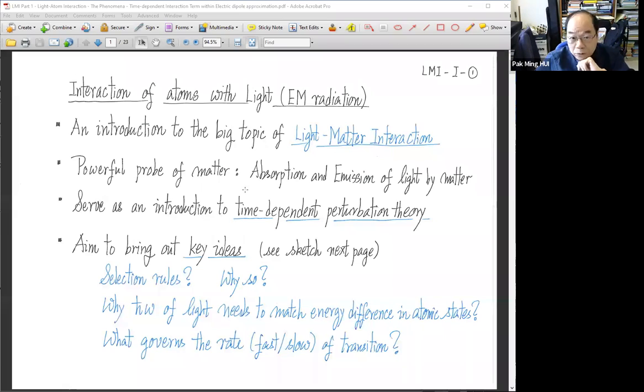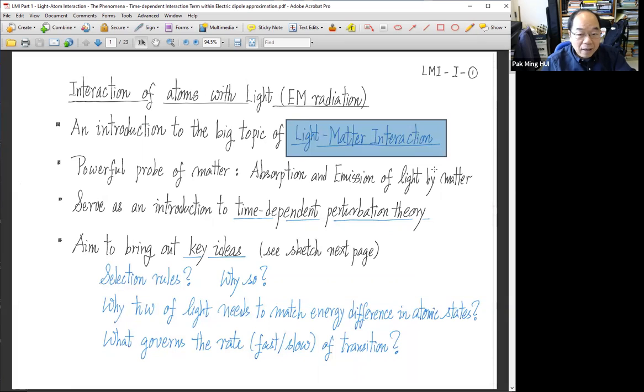So for the remaining few minutes, I would like to motivate what we are going to do next, and then we will do something more seriously next week on time-dependent perturbation theory. The next module is shorter, but it is not less important. It is just as important, because we are going to do a brief introduction into a big topic. It is called, more generally, light-matter interaction.